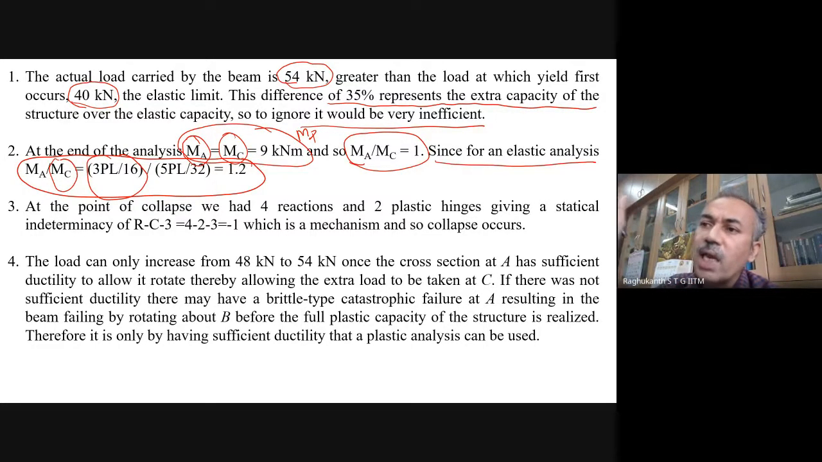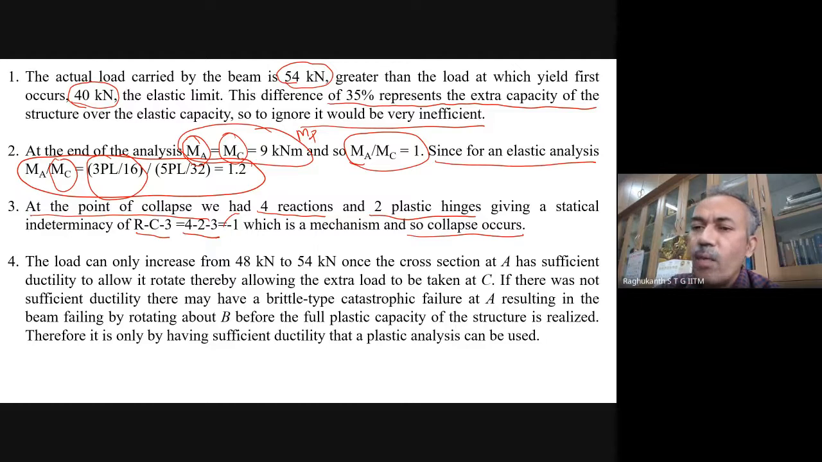So if you do a plastic analysis, the bending moment at the hinge points, both of them, will be exactly the same, and it will be equal to the plastic moment itself. And now the point of collapse: we had 4 reactions, because it's a propped cantilever, 3 at the fixed end and 1 at the roller support, so 4, and 2 plastic hinges. So finally, if you try to find out how many mechanisms, R minus C minus 3, so 4 minus 2 minus 3 is minus 1, which is a mechanism. That is one mechanism we have, and of course the collapse happens itself.